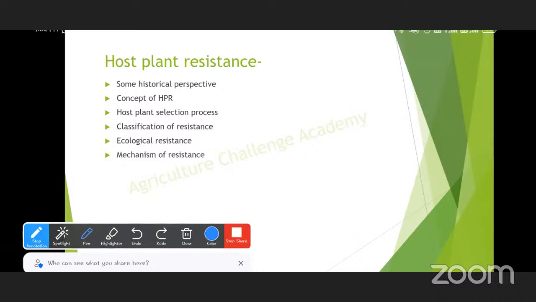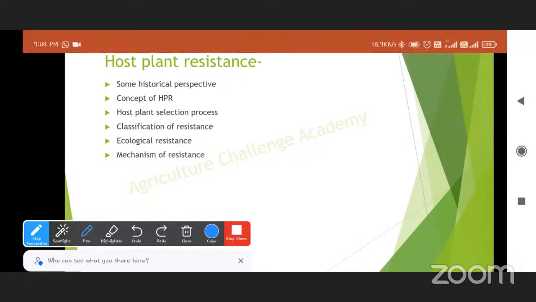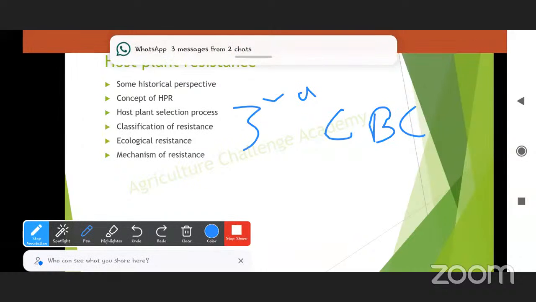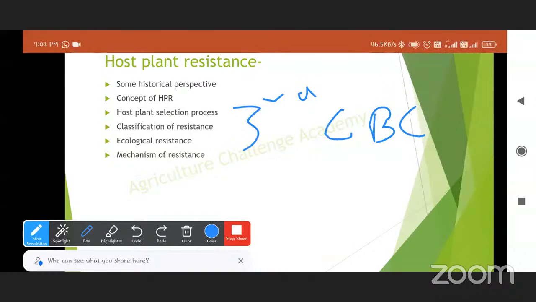What happened in the 3rd century BC? There was a person, Theophrastus. He first recorded differences in susceptibility of plants towards fungal pathogens, and it was the initiation of host plant resistance. It is considered the first observation on HPR.